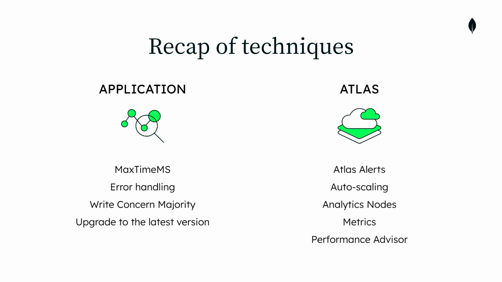Here you can take a look at the quick recap if you just want to quickly understand that we can make improvements at the application phase and by using Atlas features: maxTimeMS, error handling, majority reconcile, using the latest version of MongoDB, and all of those features that I mentioned about Atlas. These are all designed to minimize work for you so that you don't have problems manifesting for customers in production.